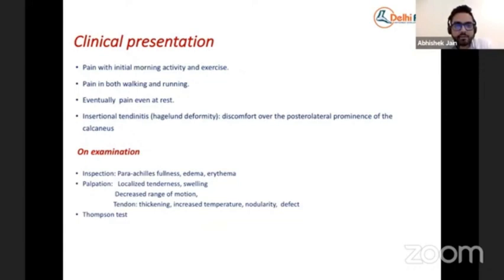On examination, on inspection, there is para-Achilles fullness, edema and erythema. On palpation, there is localized tenderness and swelling, and decreased range of motion. The tendon could be thickened, or there is increased temperature, nodularity, or even a defect can be felt. Thomson test was very well elucidated by Dr. Kamal Dureja sir in the first lecture.